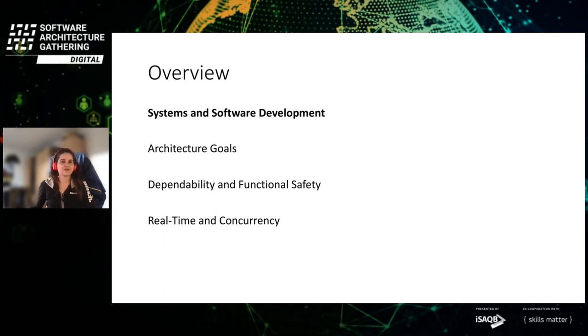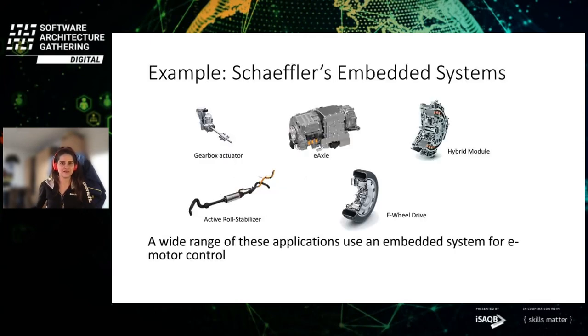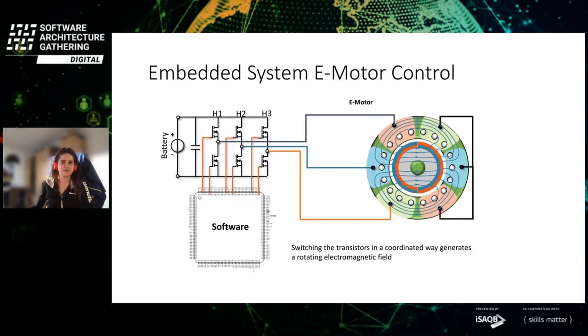First of all, I'd like to give a short insight into systems and software development at my company, Schaeffler. We have a wide range of embedded systems contained in our products. For example, we offer various e-motors, electric motors, on the market, and also products such as the active roll stabilization for cars. If you have a closer look into these products, you see that they use an embedded system for the control of their respective motor.